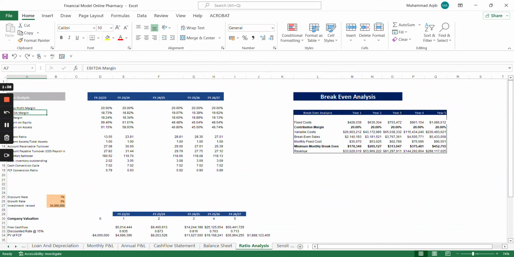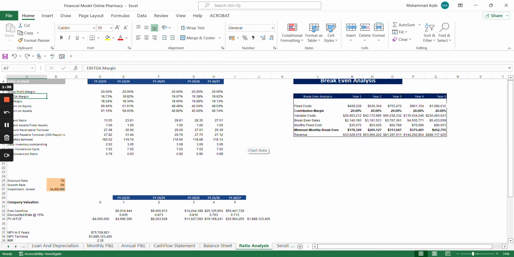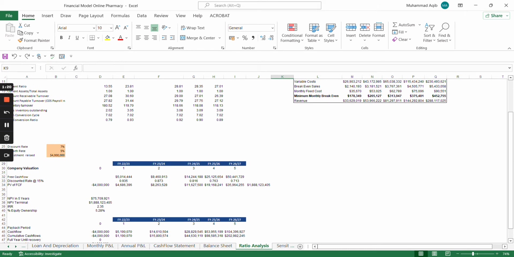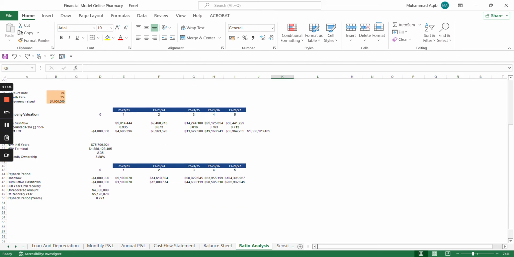Moving on to the ratio analysis, this includes important ratios such as gross profit margin, net margin, return on equity, return on assets, as well as break-even analysis. Break-even analysis will allow the online pharmacy to know the sales that it has to make in order to avoid any sustained loss. Furthermore, this also includes different company valuations as well as the IRR that the company will generate.